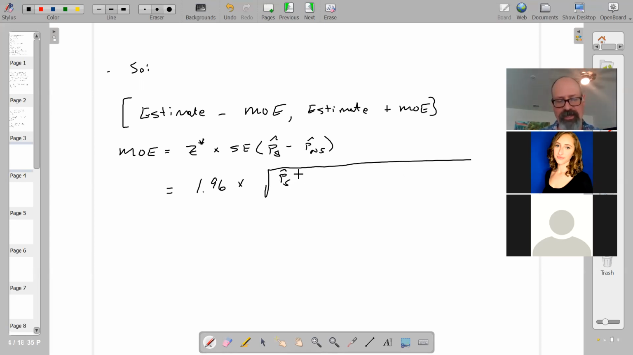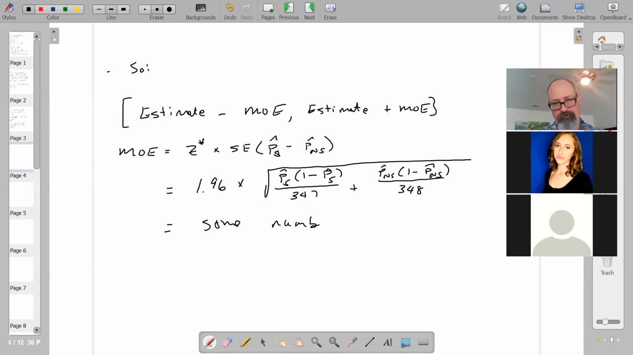It would be PS hat, whatever that number is, times 1 minus PS hat, divided by the sample size associated with the surgery, which I believe is 347. And for the other element in the standard error, you get PNS hat times 1 minus PNS hat divided by the sample size associated to no surgery, which I think was 348, and you get some number. And that's basically how you come up with the interval.